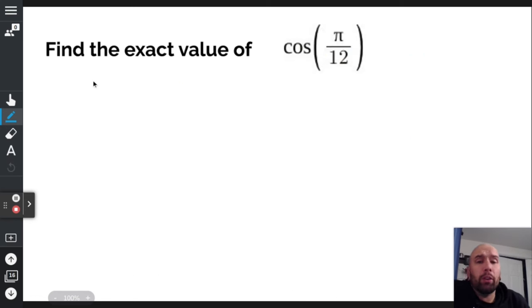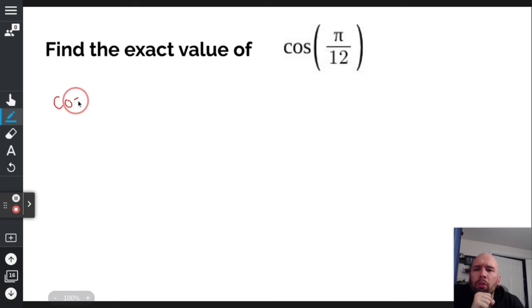Find the exact value of cosine pi over 12. Well, we're finally done solving trig equations, but now we're introducing a new layer of hell called the angle sum and difference trigonometric identities. You see, I don't know what cosine pi over 12 is, but you do know what?